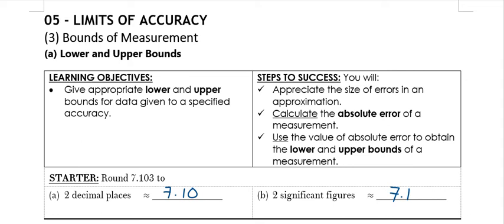Hi and welcome to another video for Maths D, still on the topic limits of accuracy. Now this is going to be about bounds of measurements, but first of all you have to know about the lower bounds and the upper bounds.